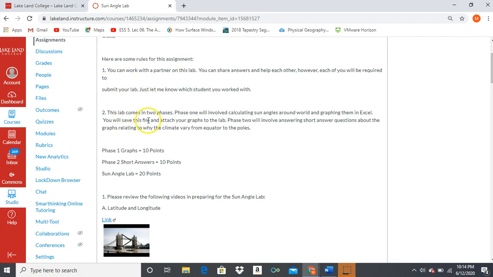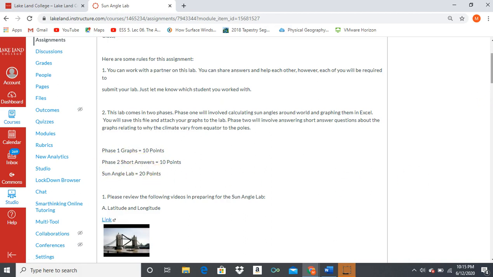This lab really comes in two phases. The first part requires you to look at a group of cities that are grouped by regions, and we'll talk about the regions here in a second. You're going to be required to calculate the sun angle for those regions over the four different times of the year: summer, fall, winter, spring. And then after you graph the cities, you'll be required to do some short answer.